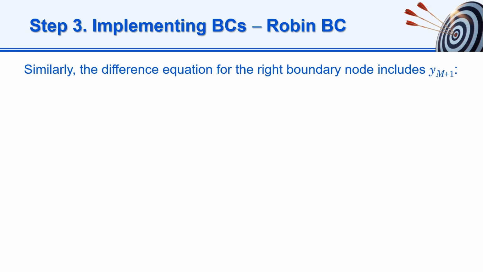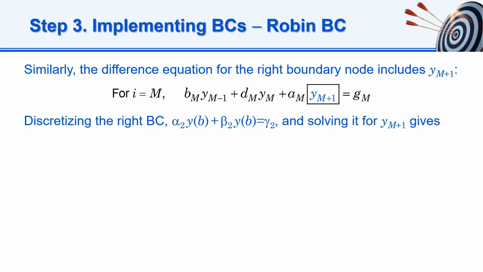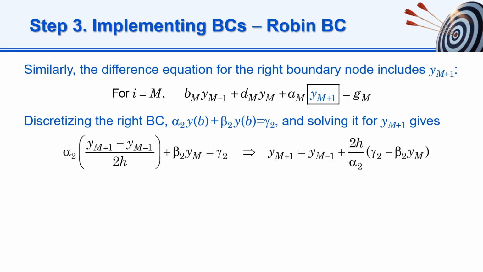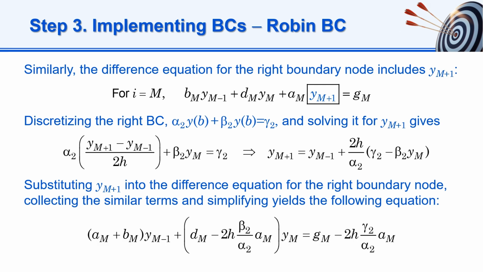Similarly, the difference equation for the right boundary node includes y sub m plus 1. Discretizing the right boundary condition, alpha 2 y b plus beta 2 y prime b equals gamma 2, and solving it for y sub m plus 1 gives. Substituting y sub m plus 1 into the difference equation for the right boundary node, collecting the similar terms, and simplifying yields the following equation.